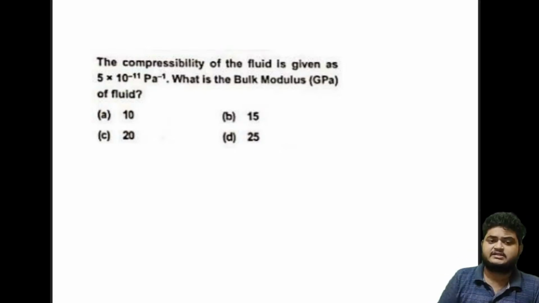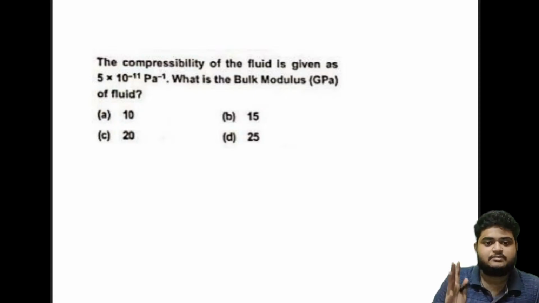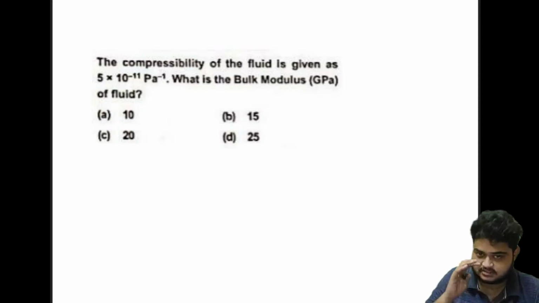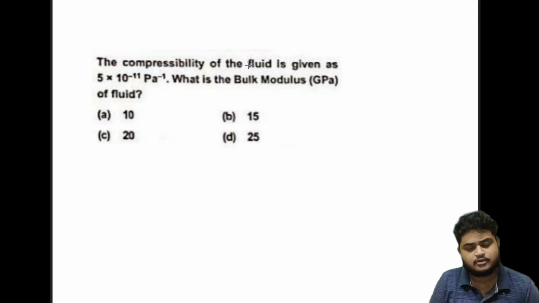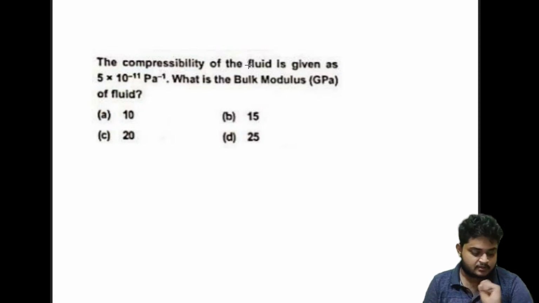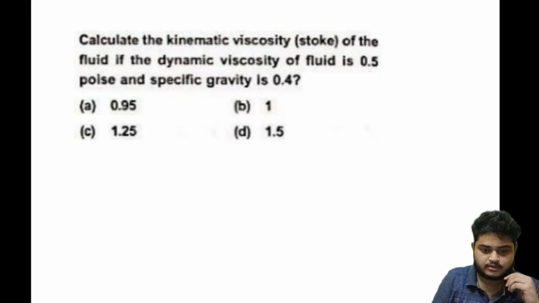The first question says that the compressibility of a fluid is given as 5 × 10 to the power minus 11 per Pascal. What is the bulk modulus in gigapascal? We are given the compressibility and have to find the bulk modulus. Before going to the solution, I would like to describe what bulk modulus is, what compressibility is, and the relation between those. So let us start with the bulk modulus.